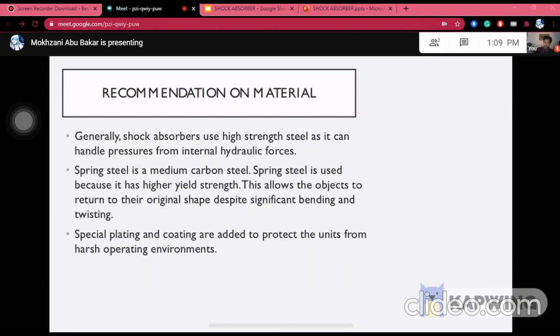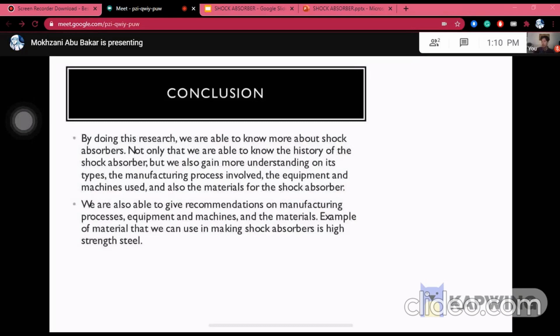Recommendation on material. Generally, shock absorbers use high quality steel as it can handle pressure from internal hydraulic forces. Spring steel is a medium carbon steel. Spring steel is used because it has higher yield strength. It allows the objects to return to their original shape despite significant bending and twisting. Special painting and coating are added to protect units from harsh operating environments.